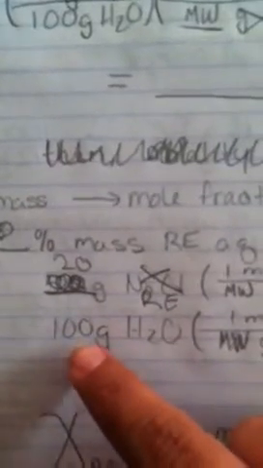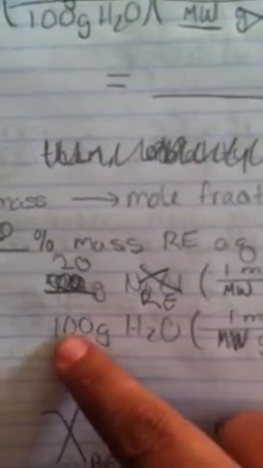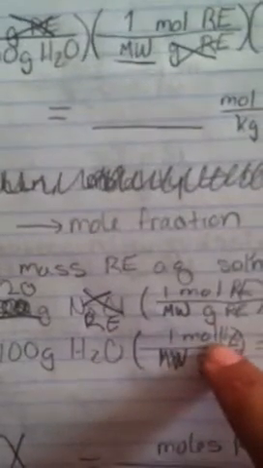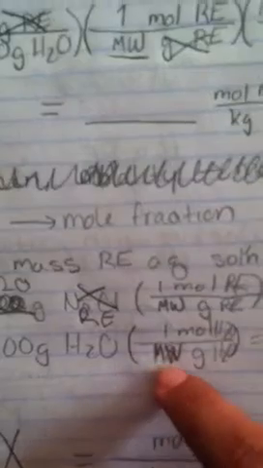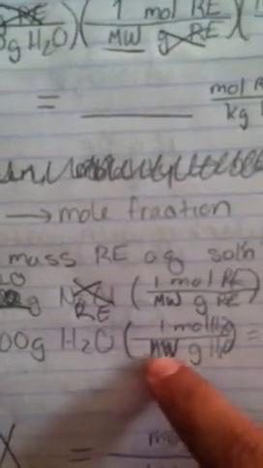Then, you assumed 100 grams because of the percent by mass of water, because that's what it's in. So there's 1 mole of water for every molecular weight of water. It's like 18 point something. So you would just fill that in if it was water. Or it could be some other solvent. So you just solve for the moles of water.